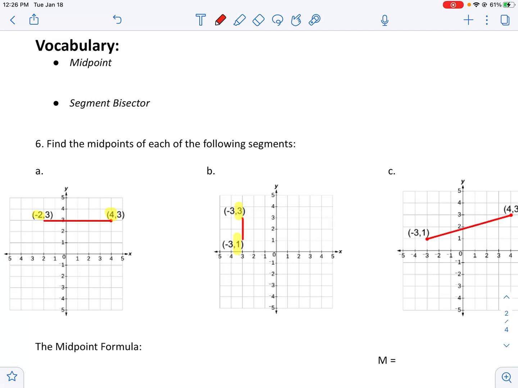Welcome back to our Algebra 1B videos. In this video, we're going to look at our midpoint formula.